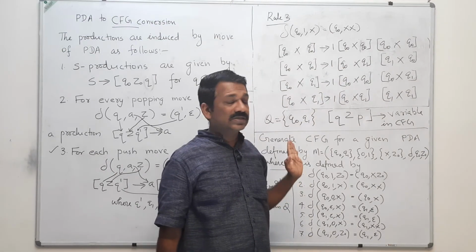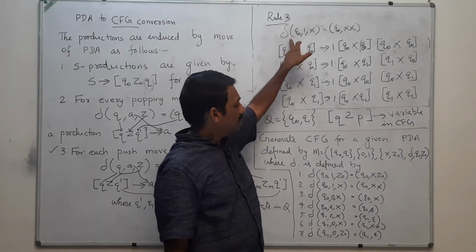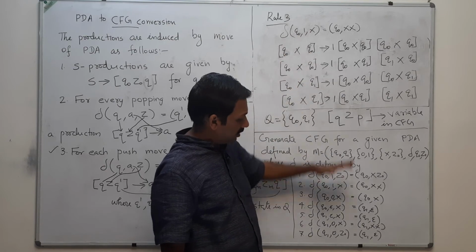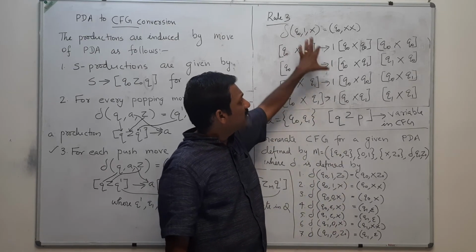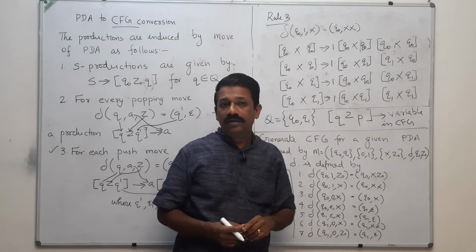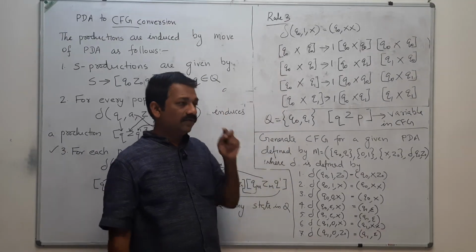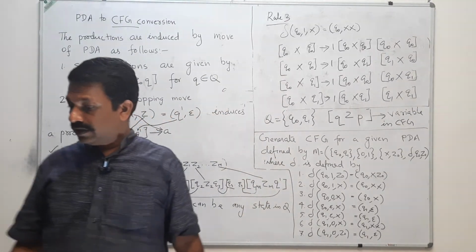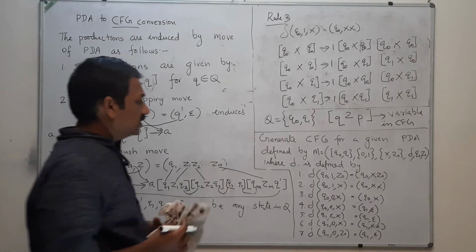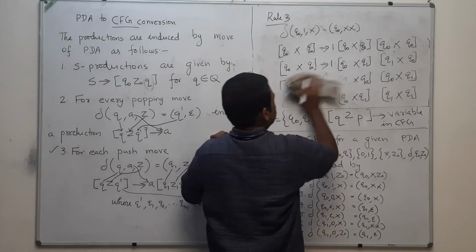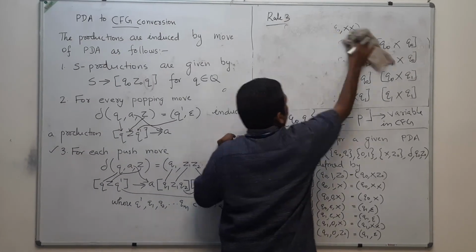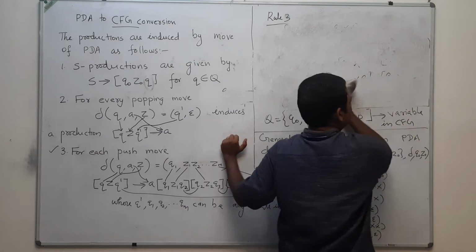This is a move. This is a deterministic finite state automata, and using this move we have developed the four productions. Okay. Now next is rule number 3. It is not rule number 3, it is move number 3.